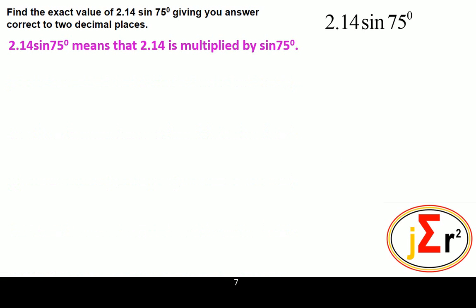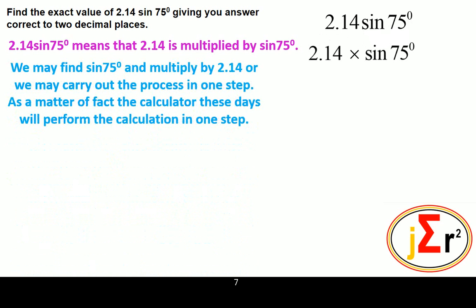2.14 sine 75 means that 2.14 is multiplied by sine 75. So that is what 2.14 sine 75 means. It means 2.14 should be multiplied by sine 75. We may find sine 75 degrees and multiply by 2.14, or we may carry out the process in one step. As a matter of fact, the calculator these days will perform the calculation in one step.